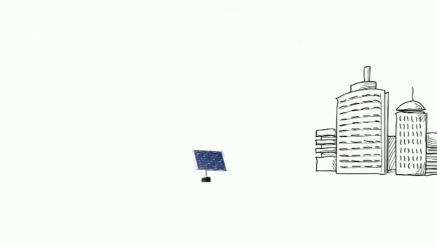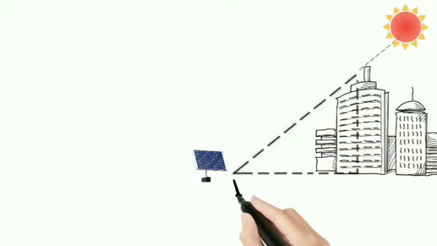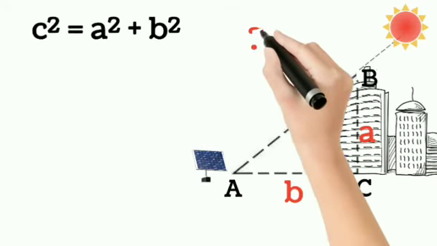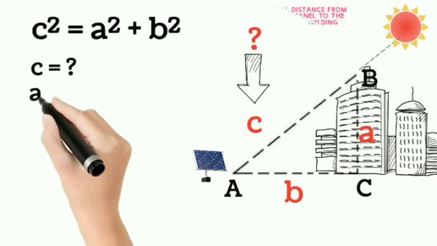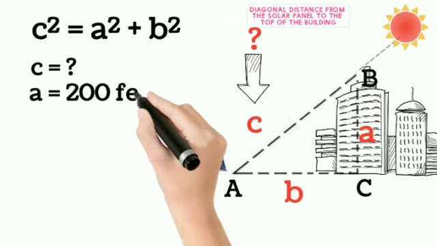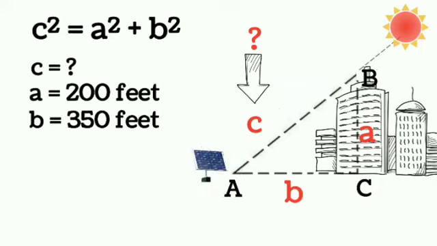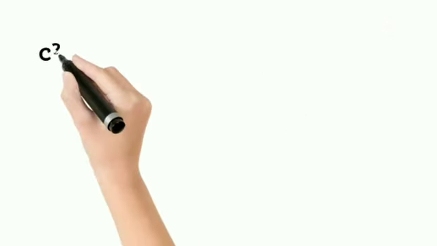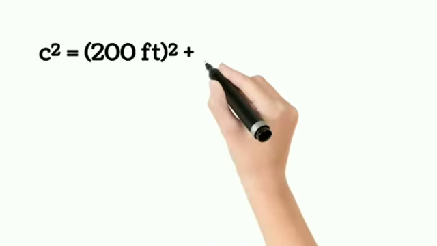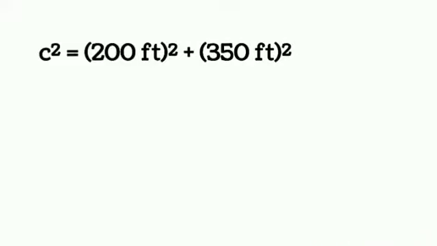As shown in the drawing, the height of the building A is equal to 200 feet and a 350 feet distance of the solar panel from the base of the building. Since c is the unknown diagonal distance from the solar panel to the top of the building, the equation will be c squared is equal to the quantity of 200 feet squared plus the quantity of 350 feet squared.